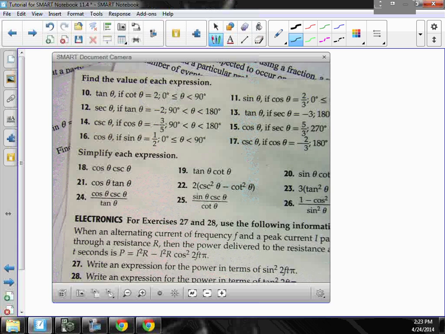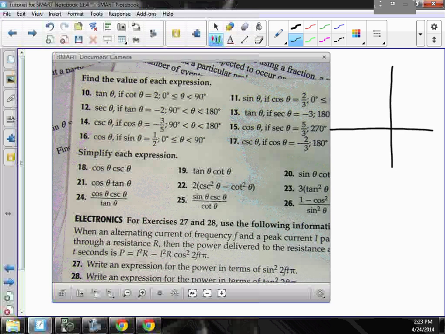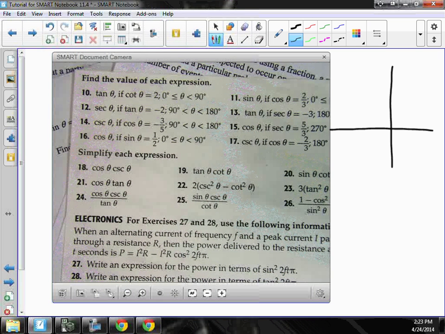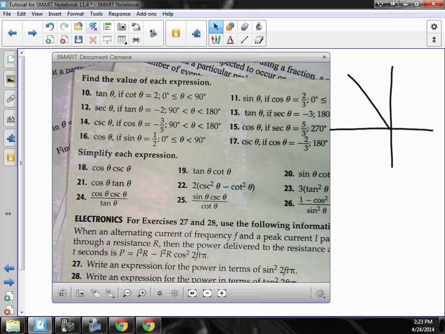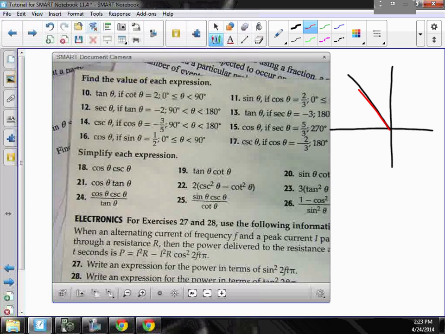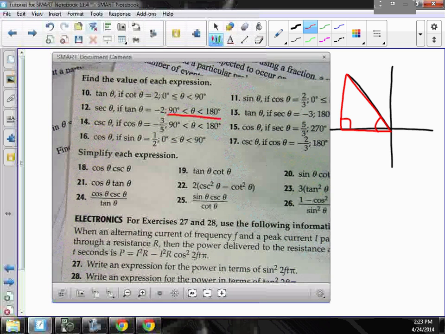Okay. Number 12. The secant of theta if the tangent of theta is -2. Which quadrant are we in? Quadrant 2. So Brooklyn, in quadrant 2, we make this triangle, because it said it's between 90 and 180.